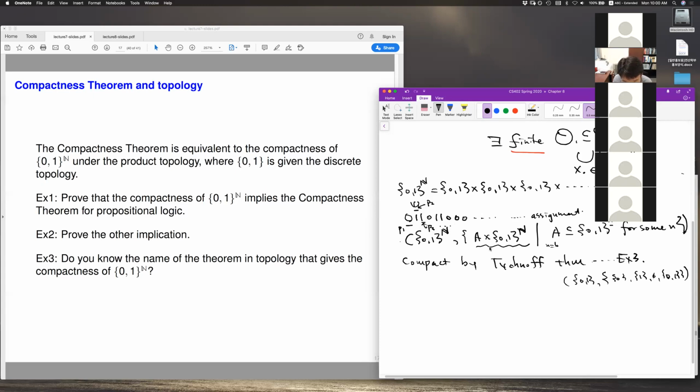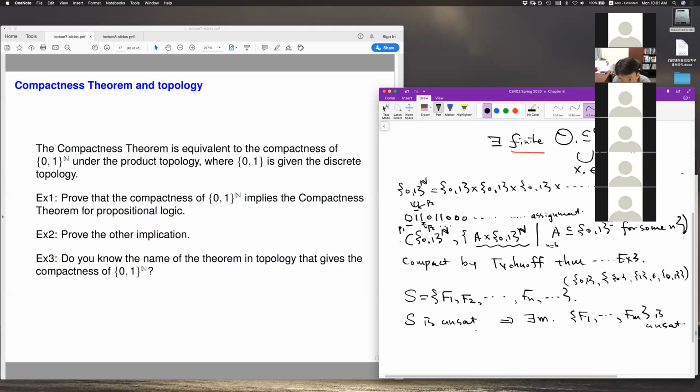And if you view it this way, then the compactness theorem in topology implies a compactness theorem for propositional logic. To prove this, we are considering a countably infinite set of formulas, F1, F2, ..., Fn, and so on. The non-trivial direction of the compactness theorem says if S is unsatisfiable, then there is some m such that F1, ..., Fm is unsatisfiable.